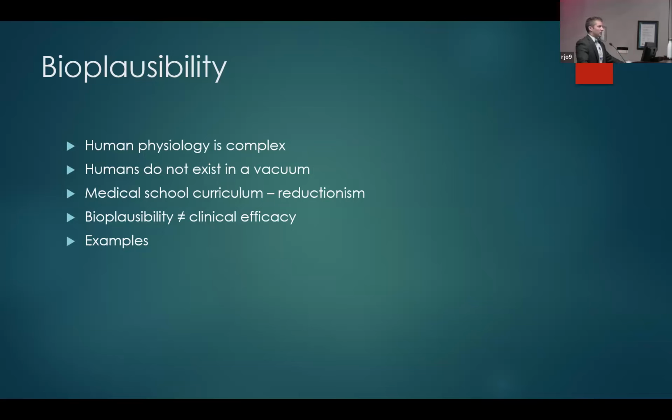However, just because something is bioplausible doesn't mean it's clinically efficacious. So the way that you have to figure out if something is clinically efficacious is if you have a signal or a hypothesis, you have to test it in the real world. There are some good examples of this in the history of medicine.